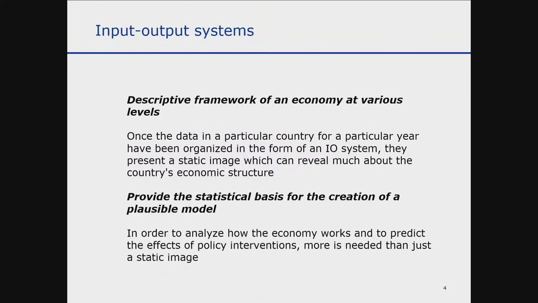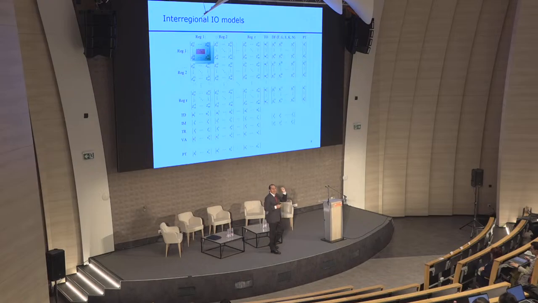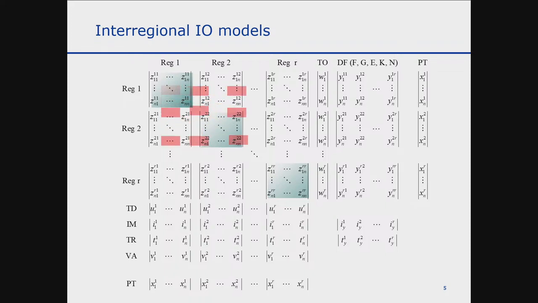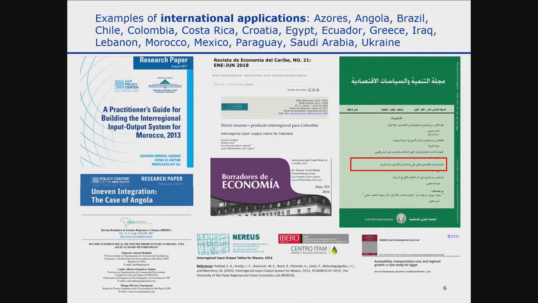We need data to do that, and the core data that we need is based on input-output systems. It's a good starting point since it provides a detailed picture of an economy in terms of sectoral interdependence. But also, as you see in some of the applications I'm going to discuss here, input-output systems provide a statistical basis for the creation of more elaborate, more sophisticated models. The type of model that we are going to be using here is what we call spatial computable general equilibrium models. Instead of looking at national input-output systems, what we do is explode the database, taking into account the location of each activity and how they interact in space. So we have a very detailed database. How do you do that?